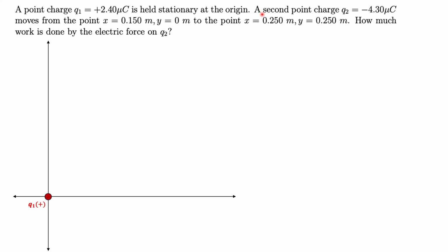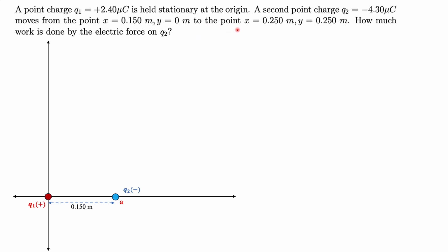And you have a second point charge Q2 with a magnitude of negative 4.30 microcoulomb that moves from point x equal to 0.150 meters and y equal to 0 meters. To visualize that, from your origin you measure 0.150 meters towards the positive x and y is 0, meaning it lies on the x-axis. So this is your initial point. We will name that point A.